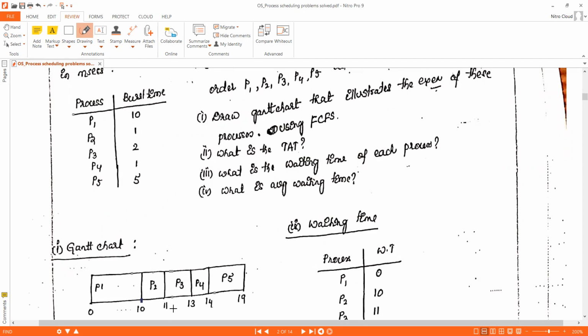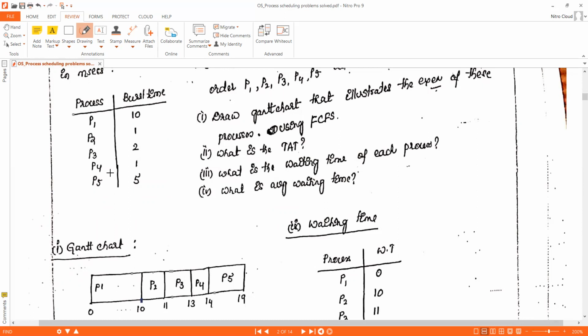At 11 milliseconds, the CPU will become free again. Already in the ready queue, after process 2, process 3 is in the queue. So process 3 will get the CPU now. Process 3's burst time is 2 milliseconds. The CPU will be allotted to process 3 at clock time 11 milliseconds, and to complete its execution it will take 11 plus 2, that is 13 milliseconds. At 13 milliseconds, the CPU will become free again.